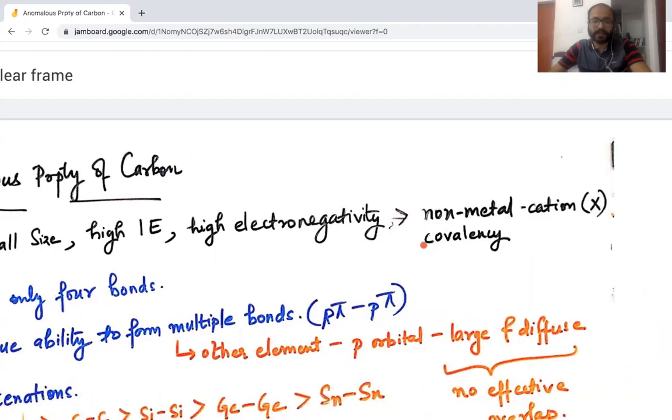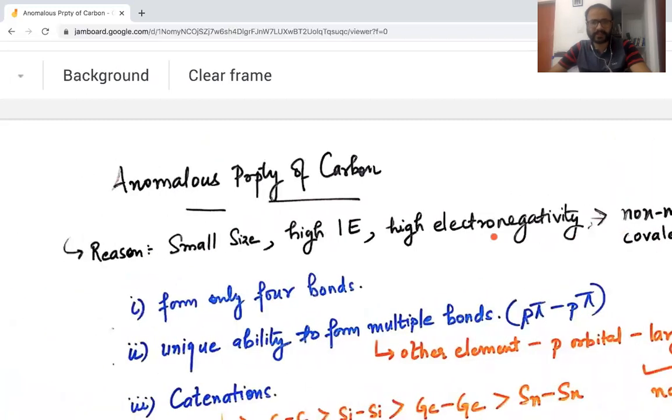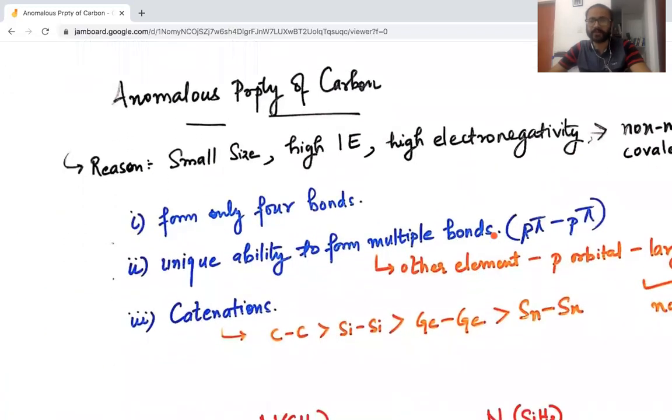Now, because of the small size, high ionization energy, and high electronegativity value, most of the compounds that these elements form are non-metal. So carbon in this case is a non-metal, and therefore it doesn't form any cationic or positively charged species. All these reasons combined give it covalency, or the tendency to form covalent compounds. Now let's individually look into some of the peculiar behaviors or the anomalous properties that carbon has in comparison to the rest of the elements in that same group.